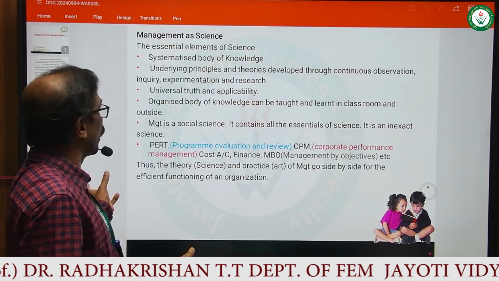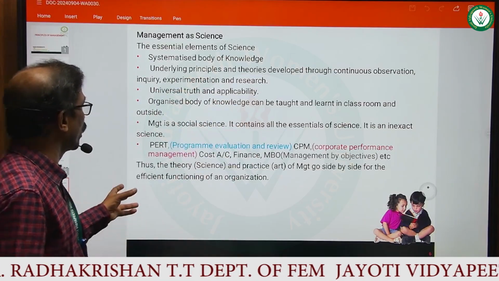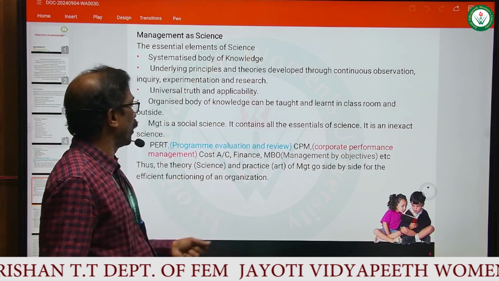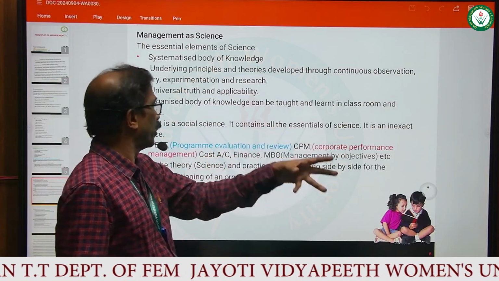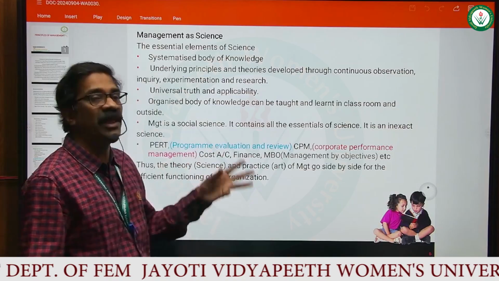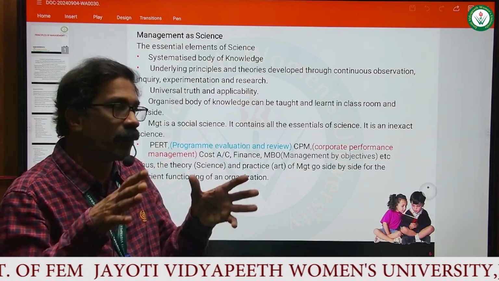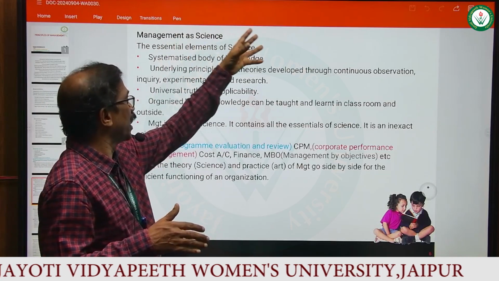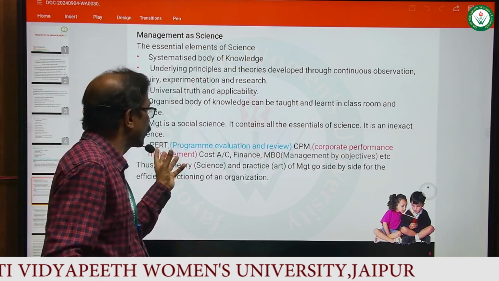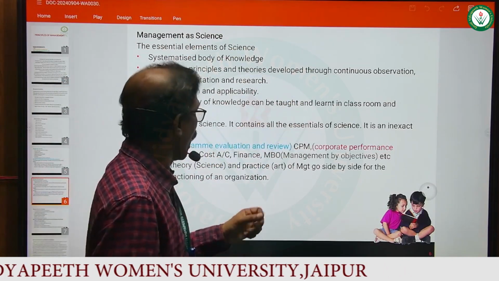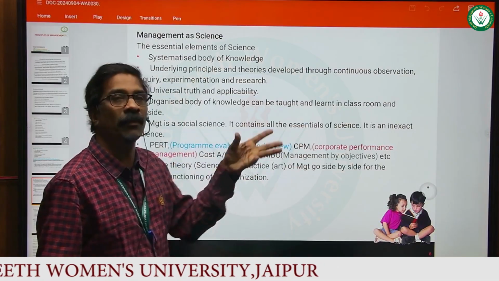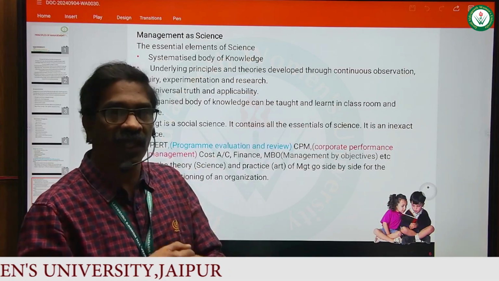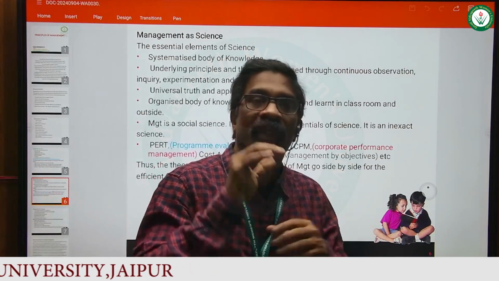So we can see modern scientific and technological terms like PERT, CPM, cost management, accounting, finance, management objectives. All these scientific and technological approaches we can put into practice in the field of management. In that way, management is a science. PERT stands for program evaluation and review technique, and CPM for corporate performance management. Management by objectives is very important to attain the objectives of the organizational goals.